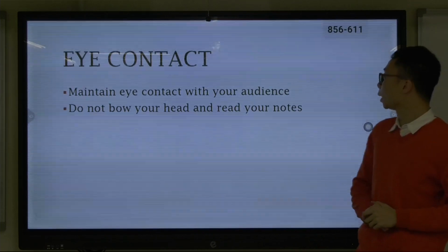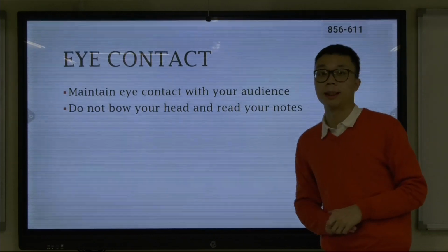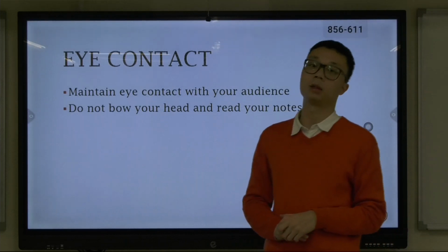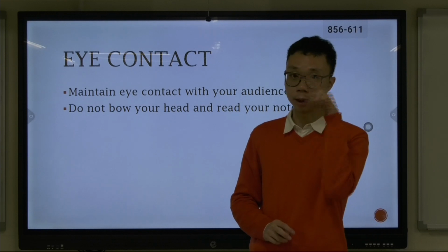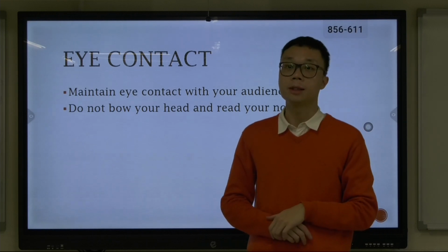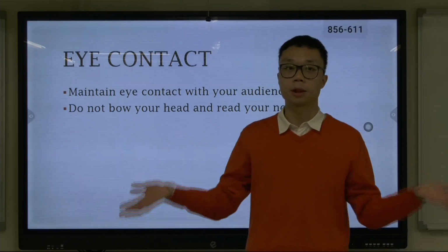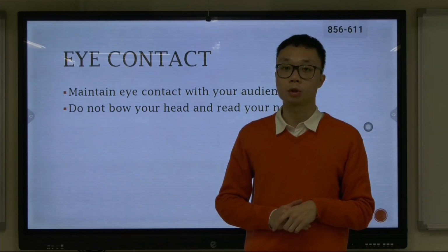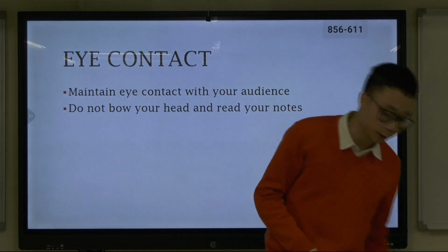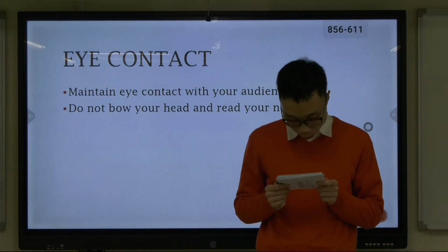Okay. Here's the thing about eye contact. Although eye contact is not quite maintained here, make sure that you keep your eyes looking at your audience. Say if you're presenting, just look at the back of the room, and make sure you don't just bow your head.